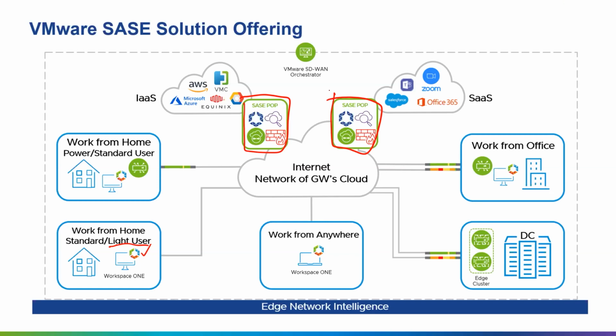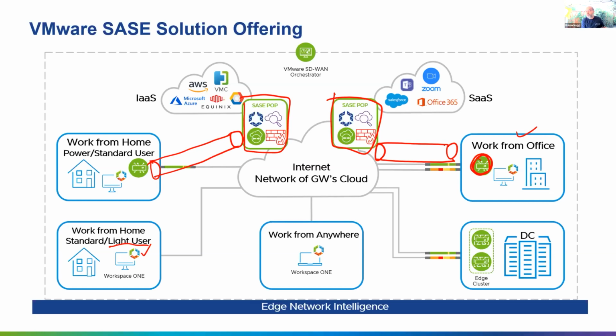So if you are somewhere in Asia, let's say in Singapore, you'll always be connected to the nearest SASE POP. If you are a home user, a power user, then you have an SD-WAN edge device at your home, and you'll be using the SD-WAN overlay tunnel to connect to the nearest SASE POP. Or if you're working from office, it's the same thing. This SD-WAN edge device connects you to the nearest POP. What benefit you get by connecting using an SD-WAN overlay is application performance. That's the key here.